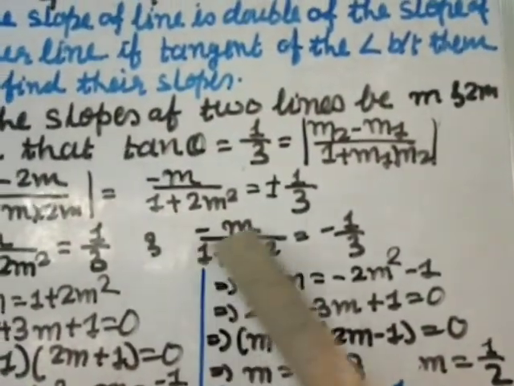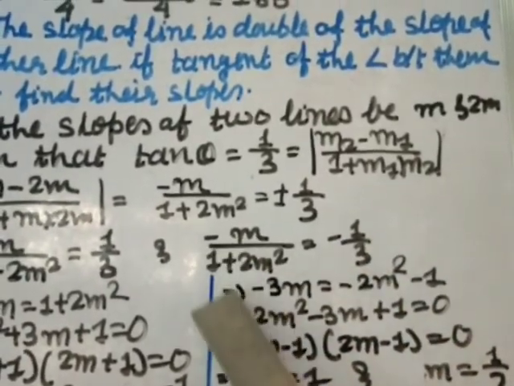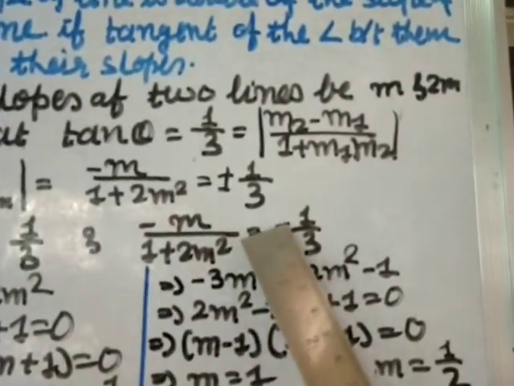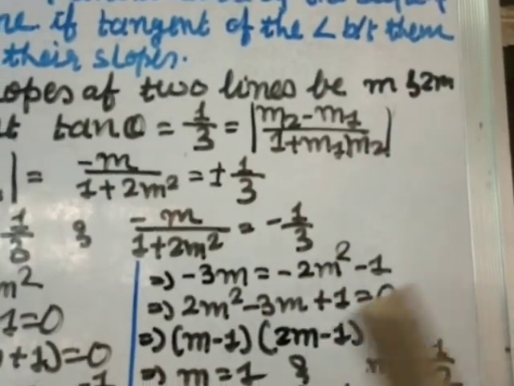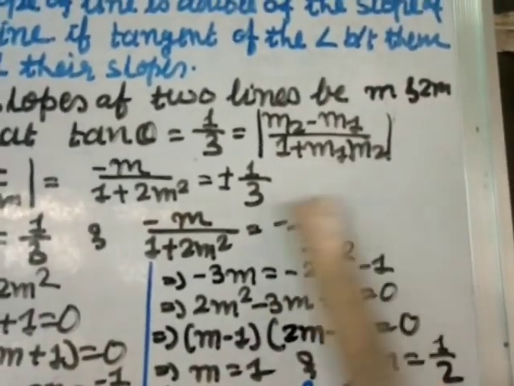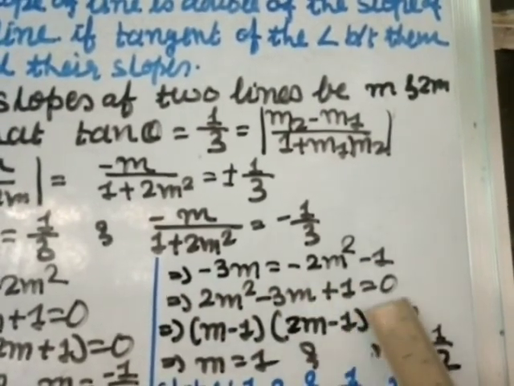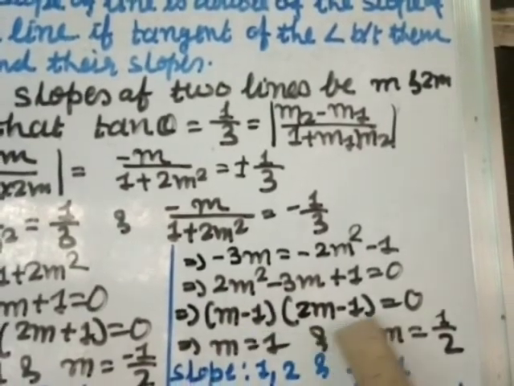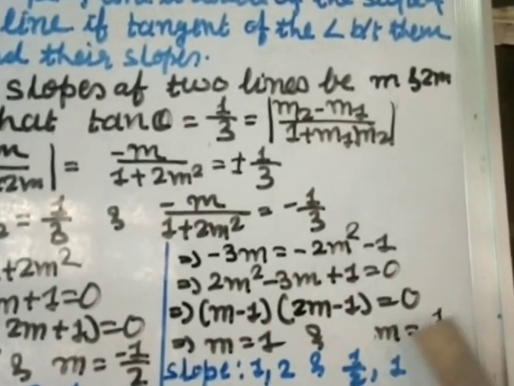Okay, now let us see the second part. When you take minus m by 1 plus 2m square is equal to minus 1 by 3. So 3 transfers over here, and these 2 transfer over here. So you get minus 3m is equal to, multiply here, so this is negative, so both will become negative. So minus 2m square minus 1. Okay, now transfer these over here, so it becomes positive 2m square minus 3m, this becomes plus 1 equal to 0. Split the middle term, factors are m minus 1, 2m minus 1 equal to 0. So from here the m value is 1, and from here the m value is 1 by 2.